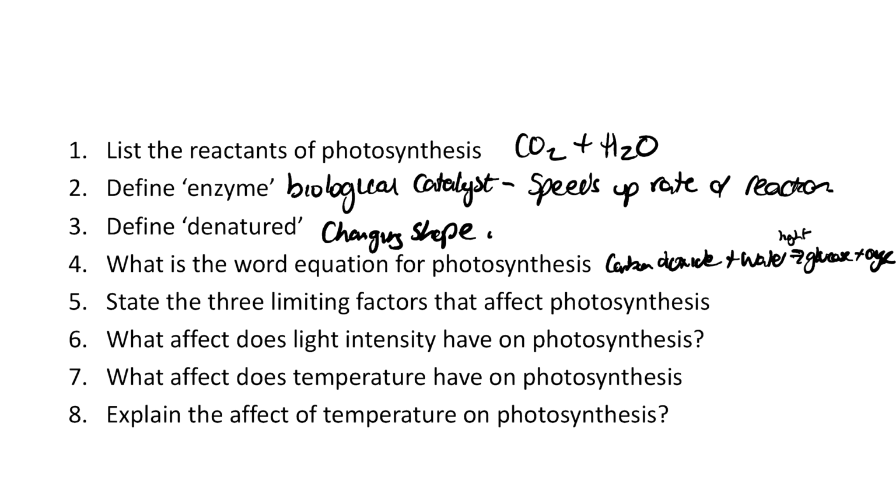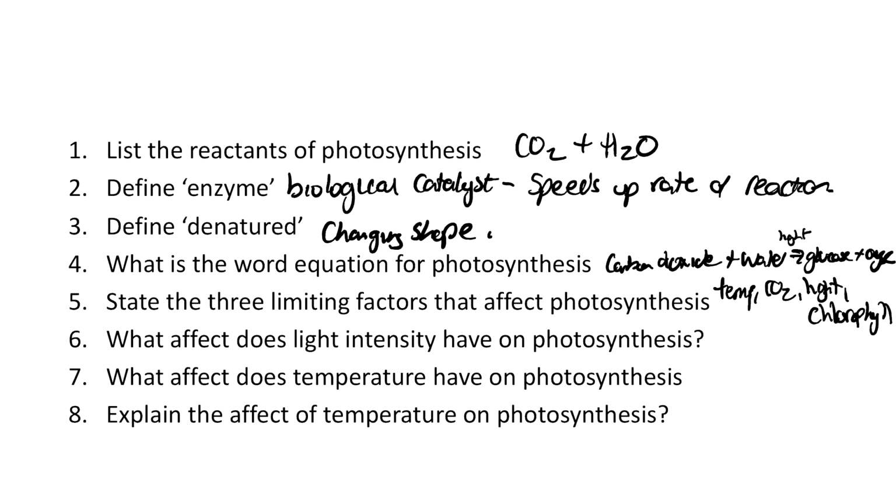State 3 limiting factors that affect photosynthesis. Well, we've just learned about 4, so 3 of these are temperature, carbon dioxide levels, light intensity, and also amount of chlorophyll. What effect does light intensity have on photosynthesis? Well, as you initially increase the light intensity, the rate of photosynthesis increases. This is until light intensity is no longer a limiting factor and something else starts to limit the reaction. What effect does temperature have on photosynthesis? Well, if we initially increase the temperature, our rate of photosynthesis is increasing. This is until its optimum temperature, after which the bonds in the enzymes start to denature, so the rate of photosynthesis massively falls to 0.